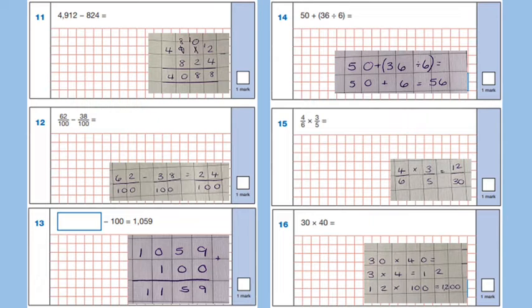And then the next question, we have got 4 sixths multiplied by 3 fifths. This is a nice easy question because you just multiply the numerators and multiply the denominators. So 4 times 3 is 12 and 5 times 6 is 30.